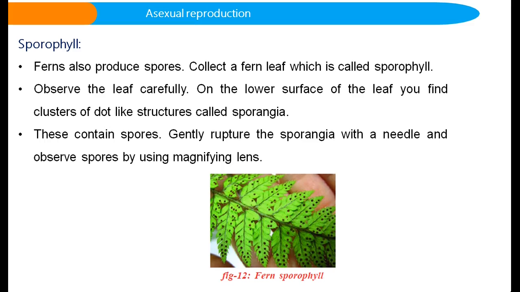Coming to sporophyll. The fern leaves are called sporophylls and they also produce spores. If you observe the fern leaf carefully, the lower surface of the leaf contains a cluster of dot-like structures called sporangia, and these sporangia contain spores. If we gently rupture the sporangia with the help of a needle, we can observe the spores by using a magnifying lens.